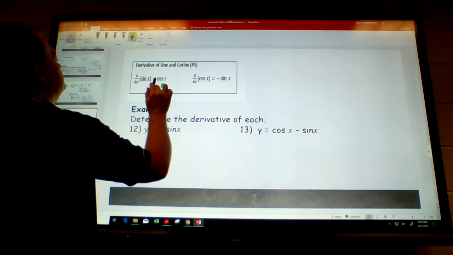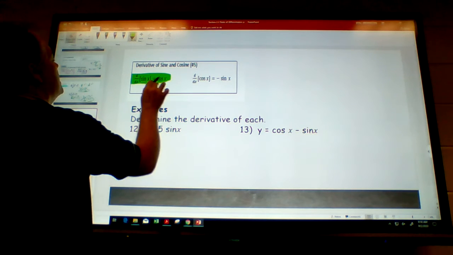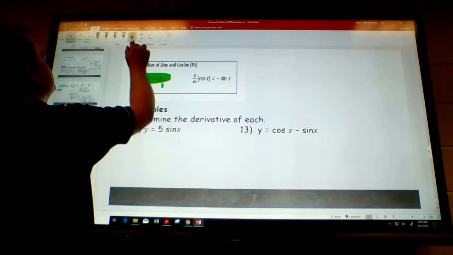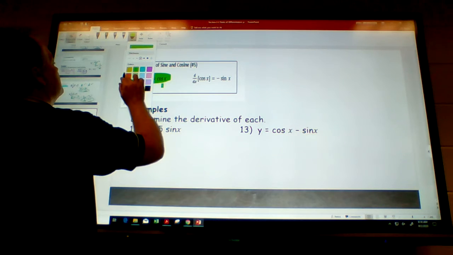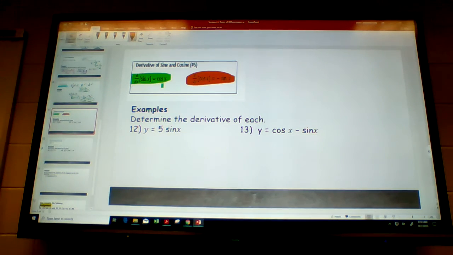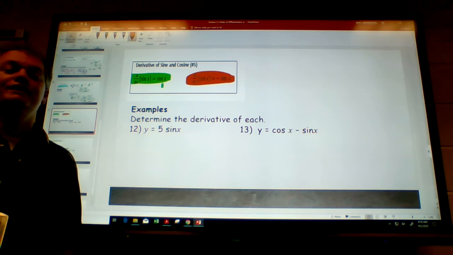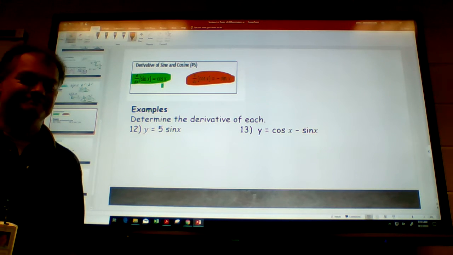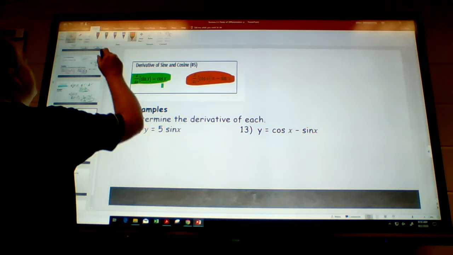Okay, now, a couple of components that you need to be aware of. First of all, the derivative of sine of x is cosine of x. And the derivative of cosine of x equals negative sine of x. I have 2 words for you. Learn them. Know them. Plain and simple, you need to know them.